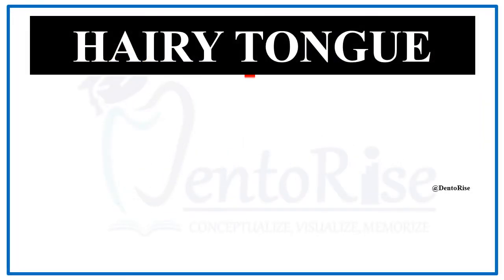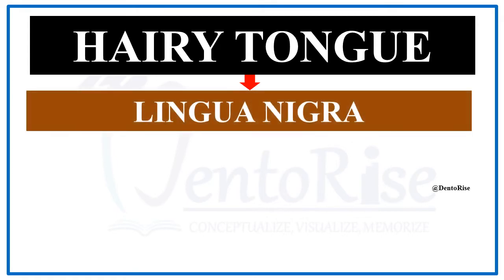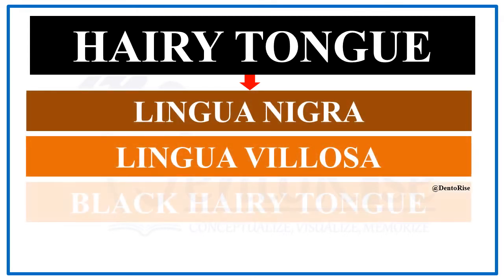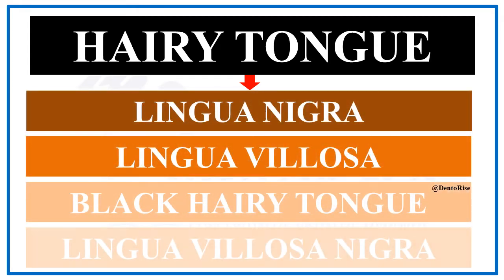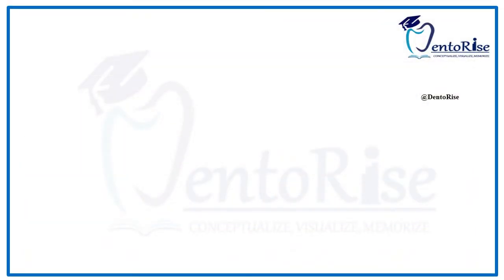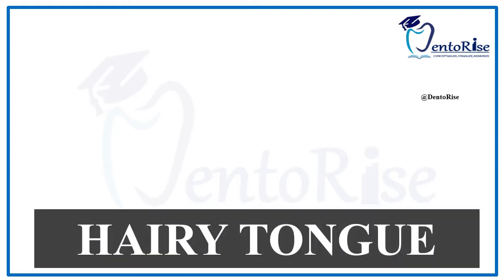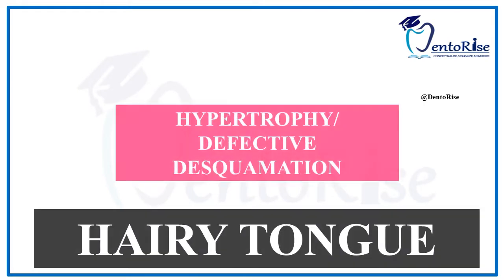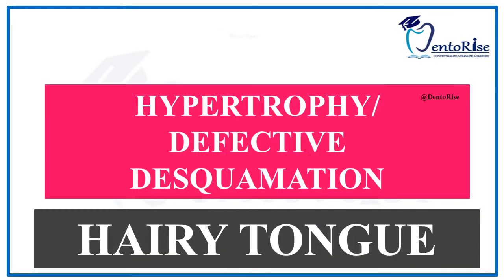Hairy tongue can also be called lingua nigra, lingua villosa, black hairy tongue or lingua villosa nigra. To start with, let's talk about the etiopathogenesis of hairy tongue. Hairy tongue is caused because of the hypertrophy or defective desquamation of the filiform papilla.